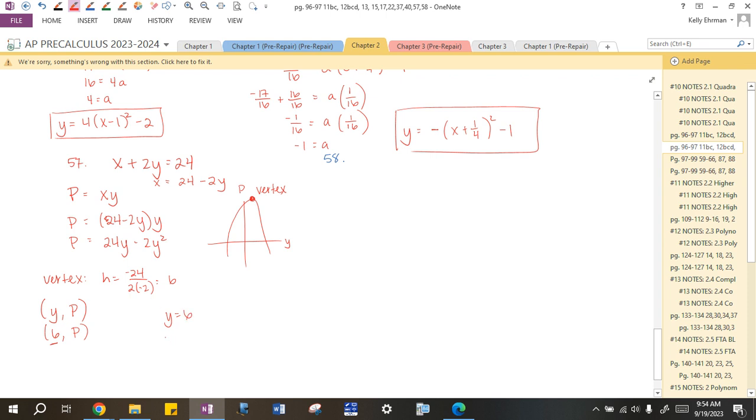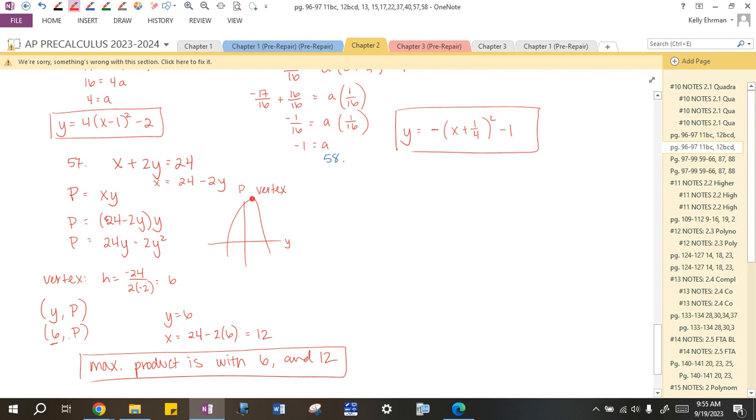So now I just want to go back and figure out, well, what's x? x is 24 minus 2 times y. So x is 12. So the maximum product is with numbers 6 and 12. If you do the whole vertex, the value you get for the k coordinate is just the maximum product. 6 times 12 will be the maximum product, 72.